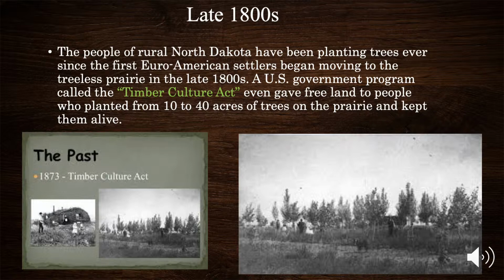Late 1800s. The people in rural North Dakota have been planting trees ever since the Euro-American settlers began moving to the treeless prairie in the late 1800s. A U.S. government program called the Timber Culture Act even gave free land to people who planted from 10 to 40 acres of trees on the prairie and kept them alive.